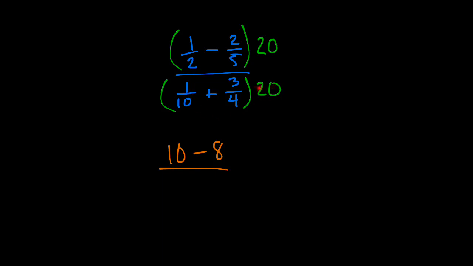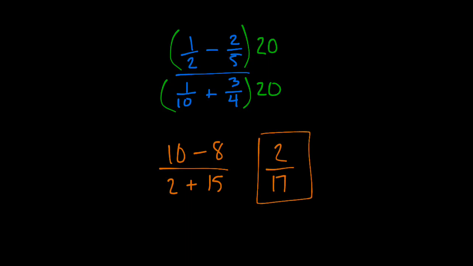20 times 1/10, so 20 divided by 10 is 2, times 1 is 2, plus 3 over 4, so 20 times 3/4, 20 divided by 4 is 5, times 3, 15, so we have 15 there. So then 10 minus 8, that's 2, 2 plus 15, 17, and there we go. We didn't have to worry about doing the subtraction or the addition of fractions. Just multiply top and bottom by whatever will eliminate all of your denominators.